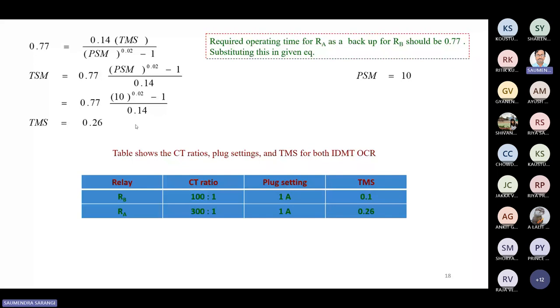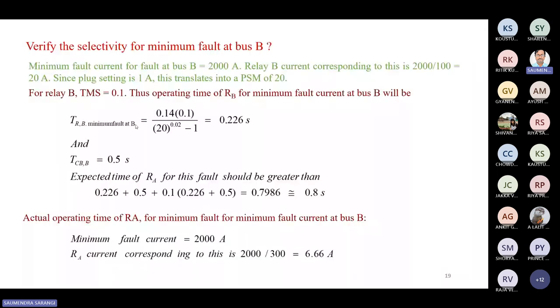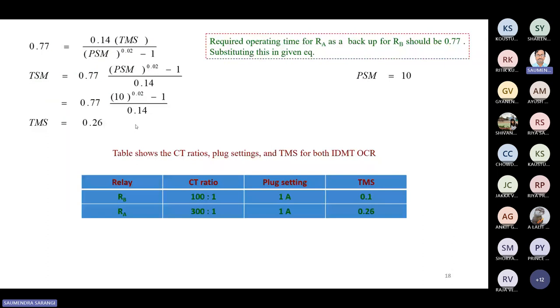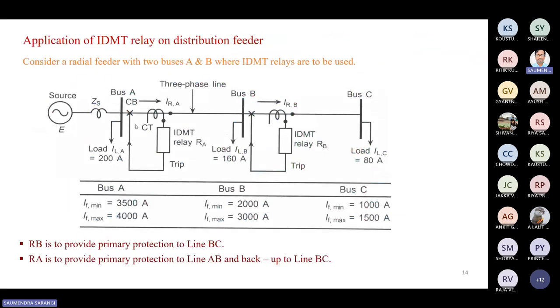Then the next target is to check the selectivity, that is, whether the characteristic you have prepared is going to operate for all the conditions or not. For that reason, you have to take the minimum fault current. So the minimum fault current here, we took earlier as 3000, 3000 ampere we chose to do the whole setting. Now we have to test it, so the fault current ranges from minimum to maximum, 2000 to 3000. So now we have to test for 2000 ampere.